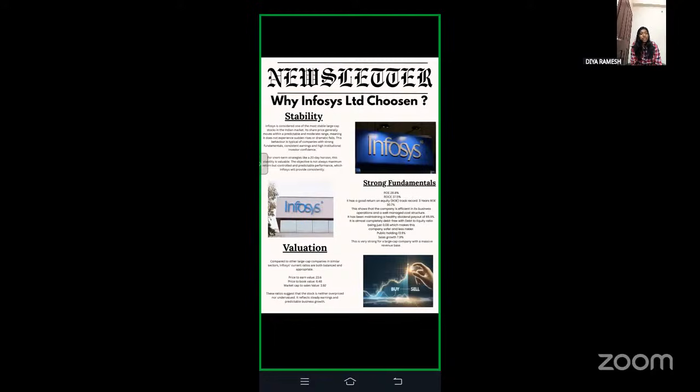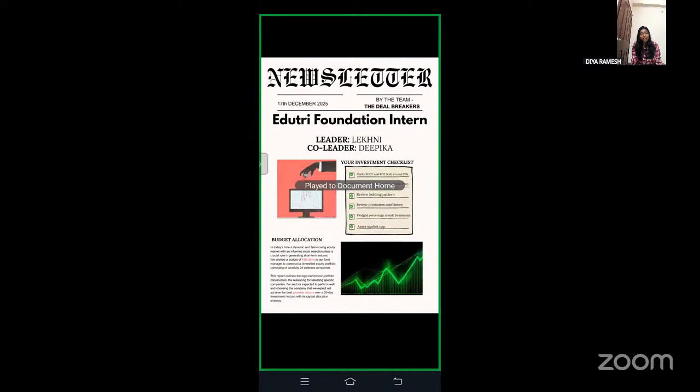Through this internship, we gained practical exposure to equity analysis, data interpretation, teamwork, and professional communication, which has significantly enhanced our learning and confidence. Thank you once again for giving us this valuable internship opportunity. This experience has been extremely enriching, and I'm truly thankful for the guidance and support given.